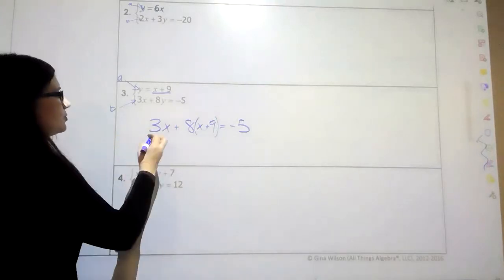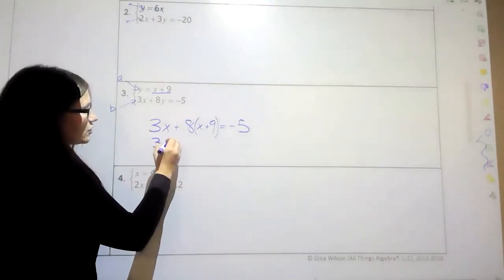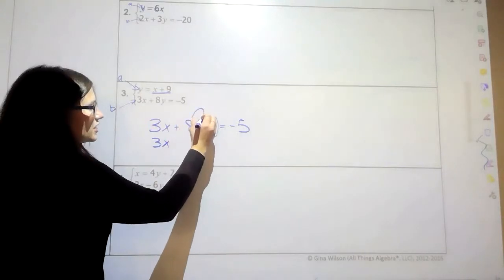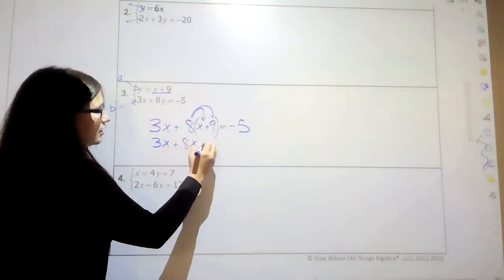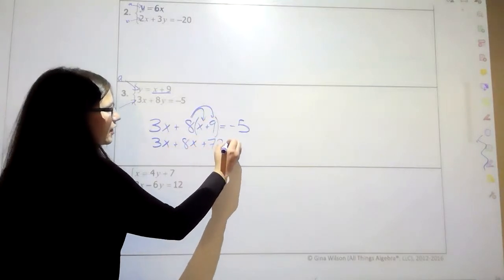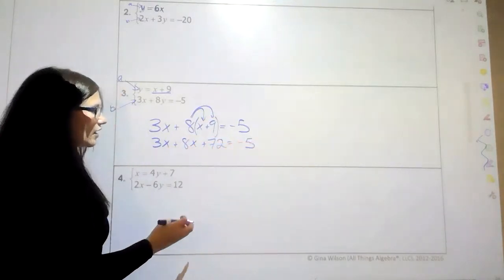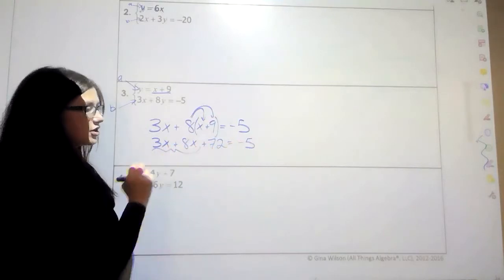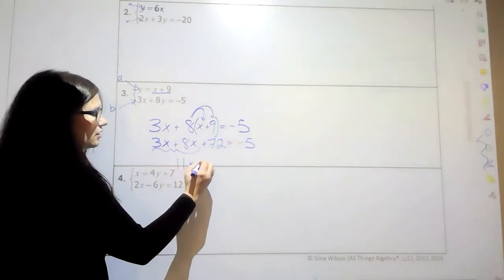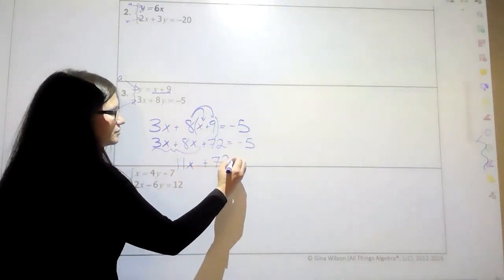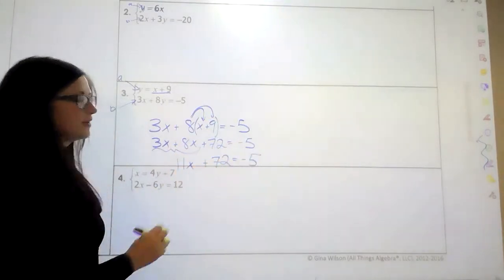Okay, now we're going to solve. So we first need to simplify. So I'm going to get rid of these parentheses and distribute. Plus 8x plus 72 equals -5. I'm going to combine like terms. 3x plus 8x is 11x plus 72 equals -5.